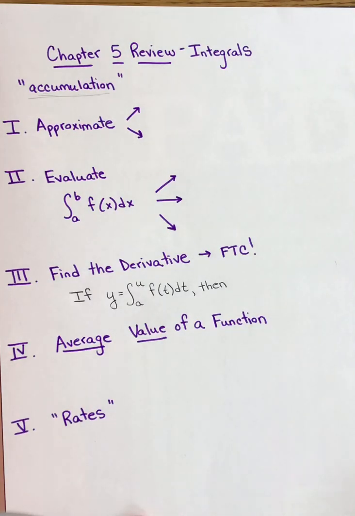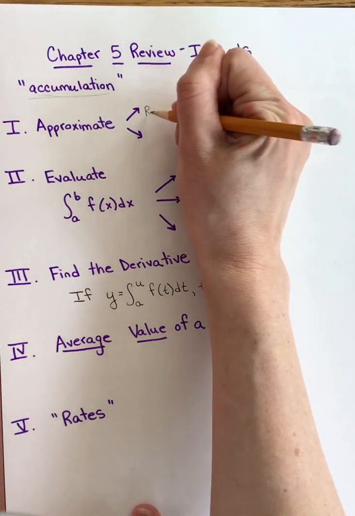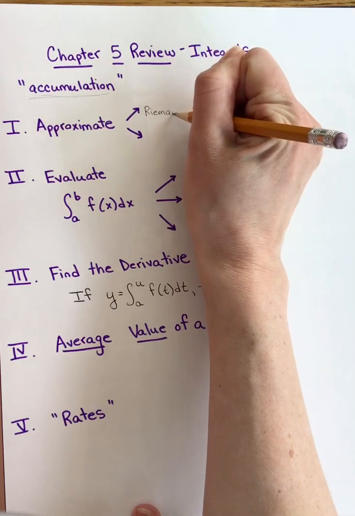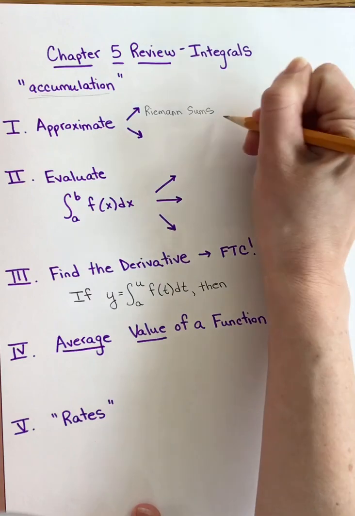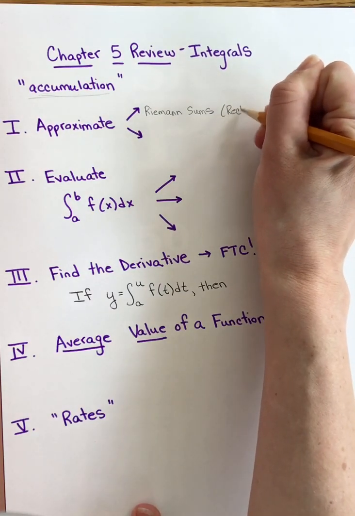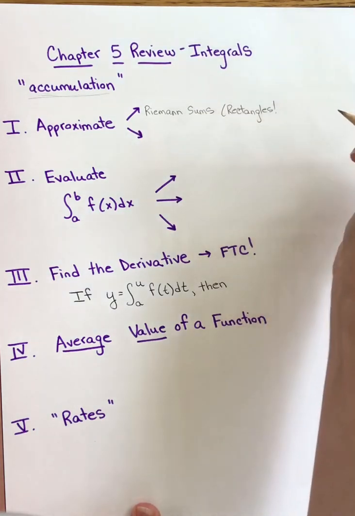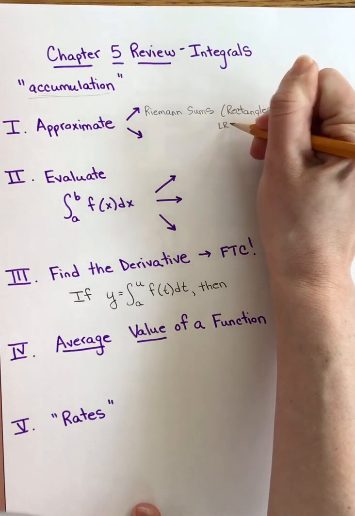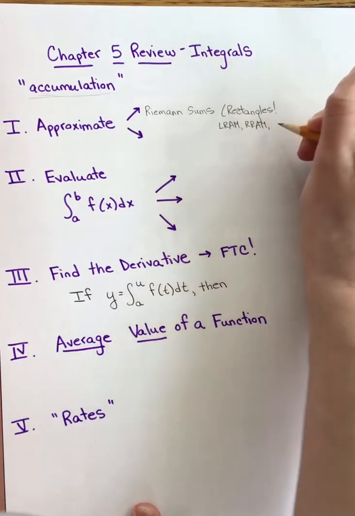The first one is approximate the integral. This is what we did all the way back in the very beginning of Chapter 5. There were two shapes that we used to approximate. The first was Riemann sums. Anybody remember what that was code for, I hope? Rectangles. Okay, so if it says Riemann sums, you're thinking about rectangles. You might have a left rectangle, or a right rectangle, or a middle rectangle.